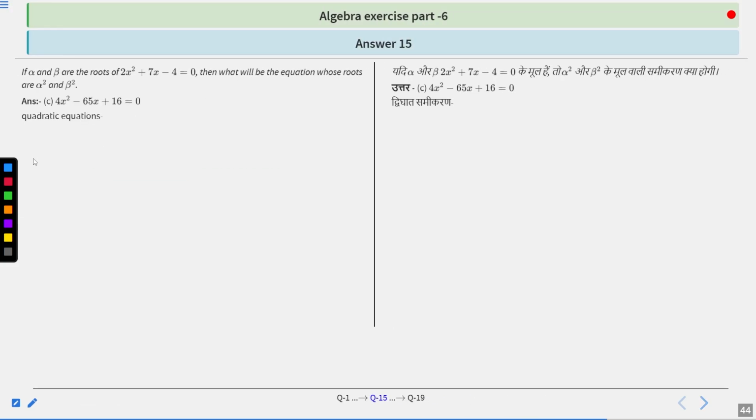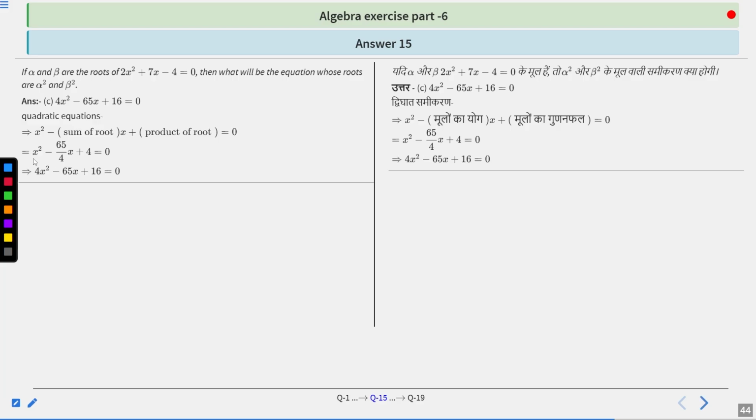Therefore, the quadratic equation is x square minus sum of roots into x plus product of roots equal to 0. Putting the values of sum of roots and product of roots, we get x square minus 65 upon 4 x plus 4 equal to 0, or 4x square minus 65x plus 16 equal to 0 as the quadratic equation whose roots are alpha square and beta square. Option number C is the correct option.